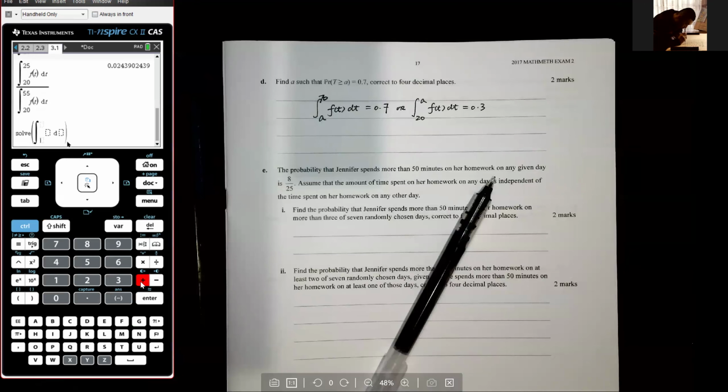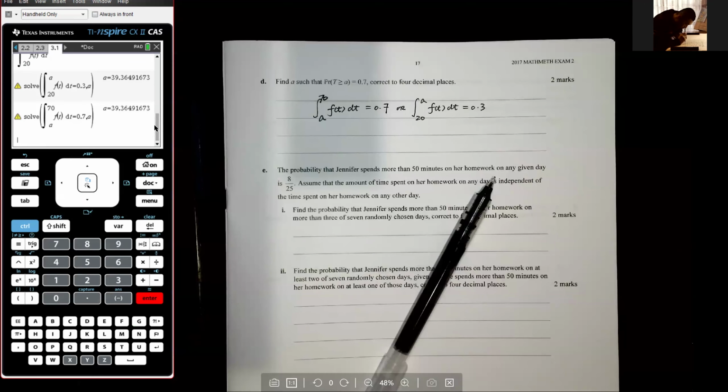In this case, I'm going to use 20 to a f of t dt equals 0.3 for a, correct to 4 decimal places. So this is one possible answer. If you get, let's say, from a to 70, that's 0.7. Oh, it takes a while, but you should be able to get that. So if your calculator is frozen, you probably need to recognize, okay, just change it the other direction and solve the definite integral equation.